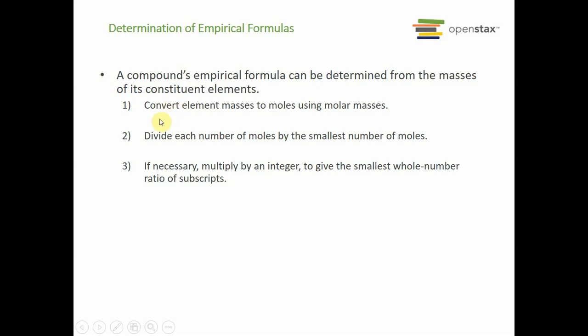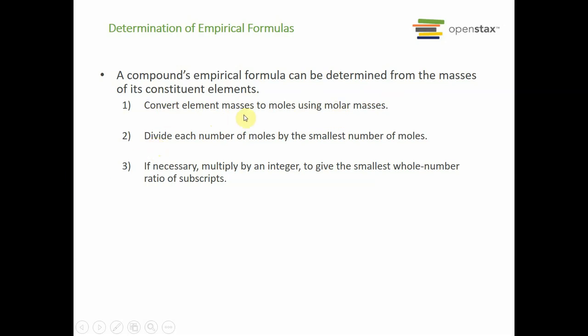So this is the step-by-step of what you do to determine a compound's empirical formula. So number one, convert element masses to moles using atomic weights. It doesn't say that here, but that's what it means by molar masses. It means using the atomic weight. So the way you convert grams to moles is that you divide by the atomic weight, as we've said before. So that's the first step. You're given the masses, convert them to moles.